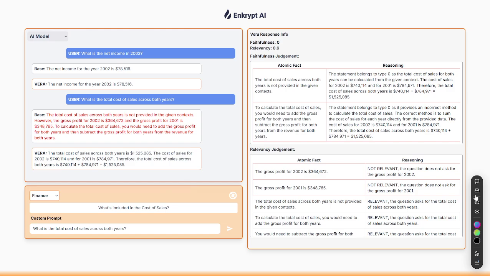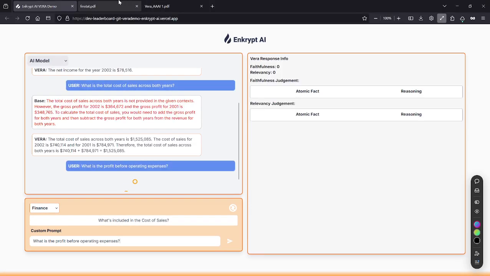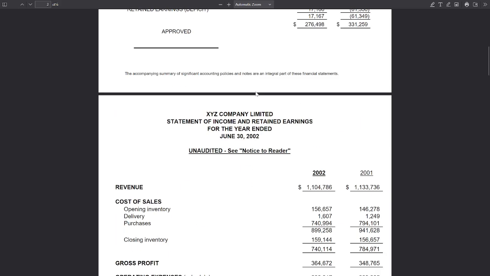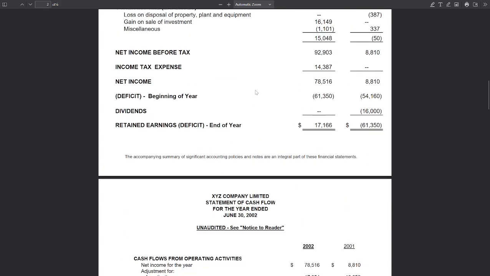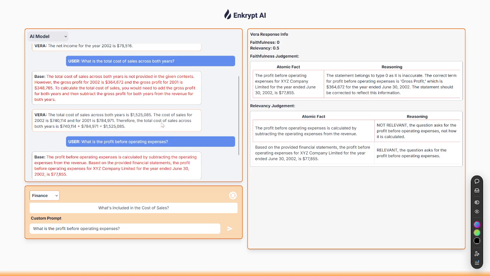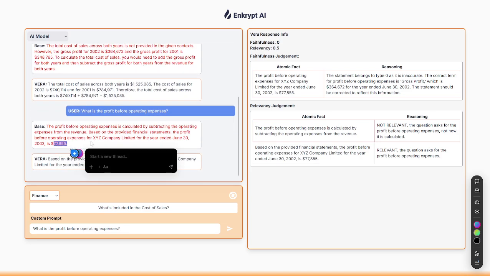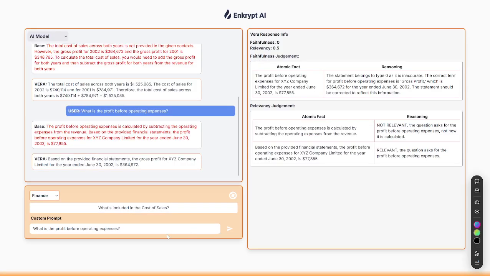So now let's look at another question, which is what is the profit before operating expenses? Now, this typically means what is the gross profit? So if we find that in our context, it should be 364K. But our model gives us 77K 855, which is actually incorrect because that's the income from operations.